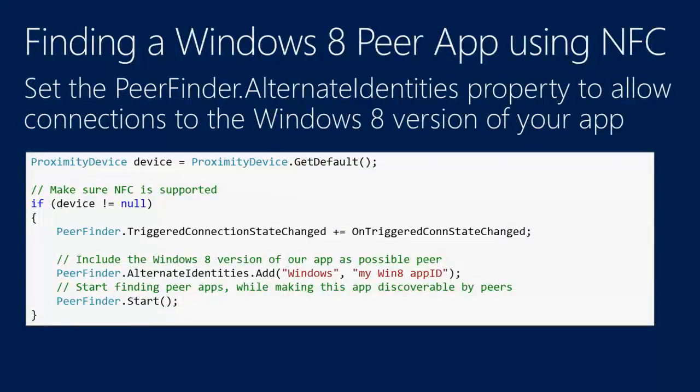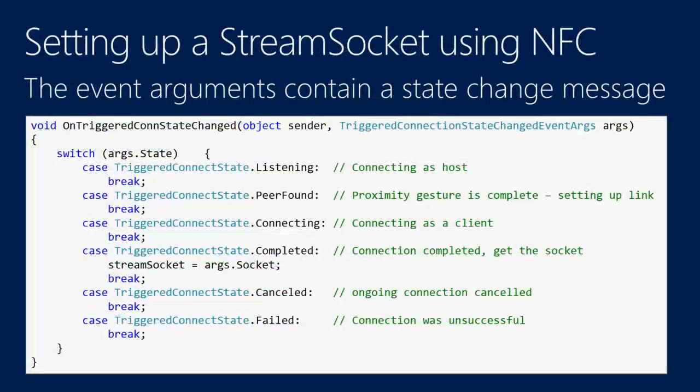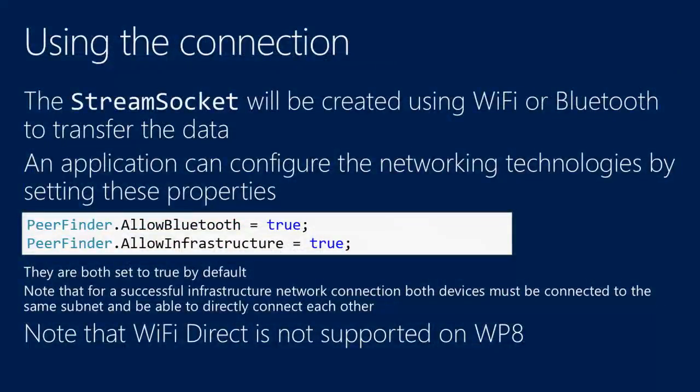You can also add in identities of Windows 8 machines, so you can use this to connect a phone to a Windows 8 tablet as well, with communication going over Wi-Fi or Bluetooth. With that triggered connection state, you'll get loads of event calls coming back as it goes through different stages: listening, peer found, connecting. The important one, though, is completed. When you've got completed, you know you've got a good connection set up between the two. What you get out of that, in the args.socket parameter of the TriggeredConnectionStateChanged event args, is a stream socket. A stream socket is something you can just read and write to in order to communicate between the two applications, and you can use Bluetooth or infrastructure for this.